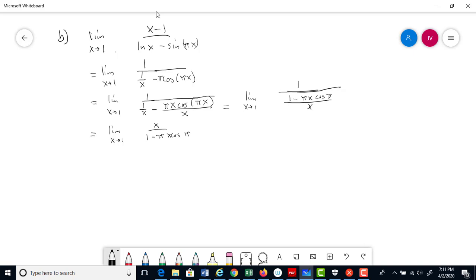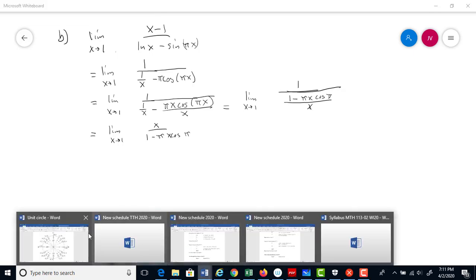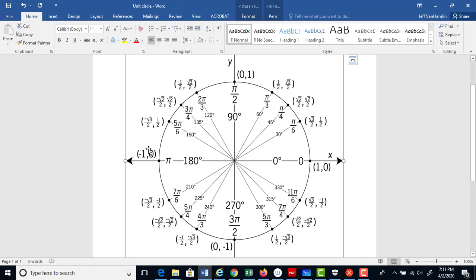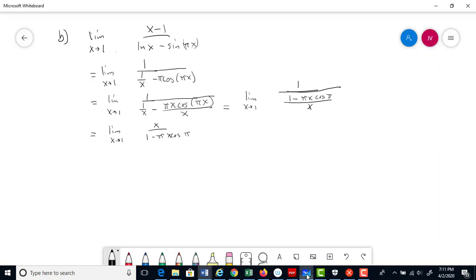Okay, so what's the cosine of pi? Go back to our unit circle. We know the cosine of pi is equal to -1. We might be good here. Let's see if we're going to be all right. So this becomes -1, and this is 1. Let's see, 1 all over 1 minus pi times 1 times -1. So this is going to be 1 all over 1 plus pi. So that's our answer.